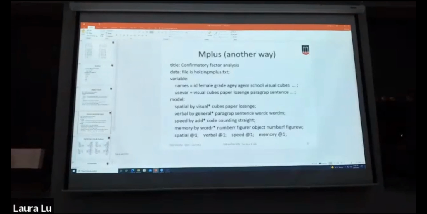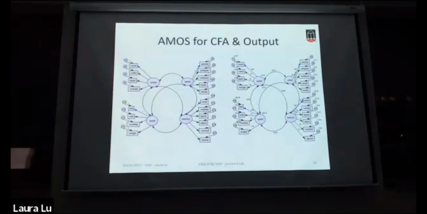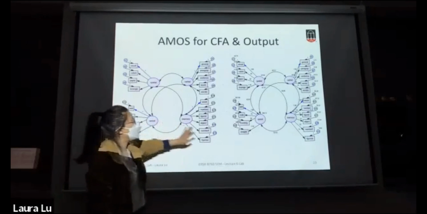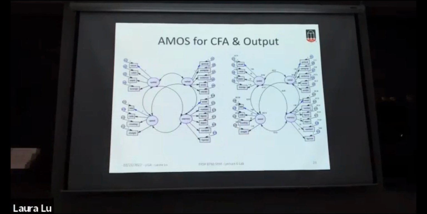And let me see. If you have Amos, you don't need to do any coding. Just draw the path diagram automatically, then we will estimate all of these parameters here.